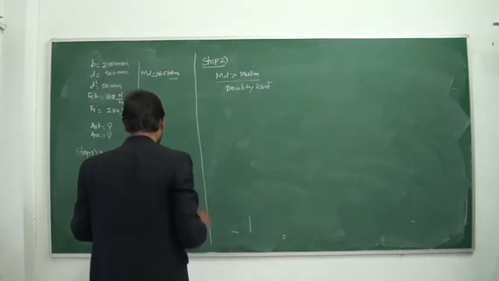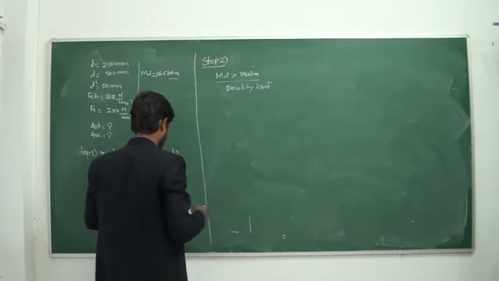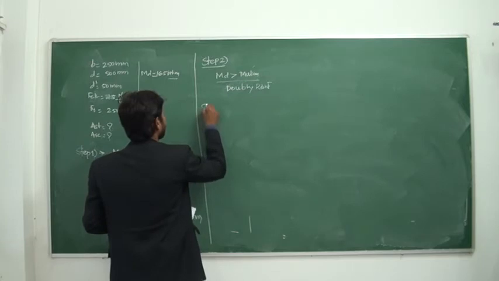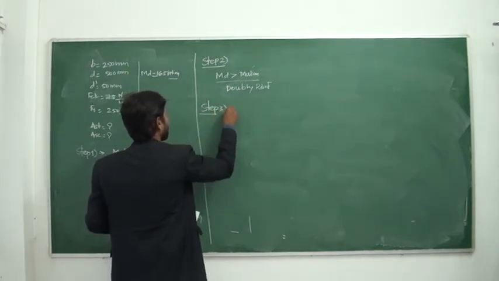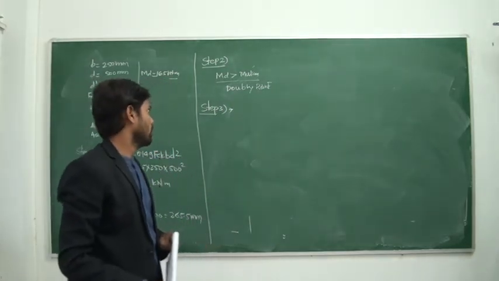Okay. Then step number 3 is calculation of additional moment of resistance, MU additional.